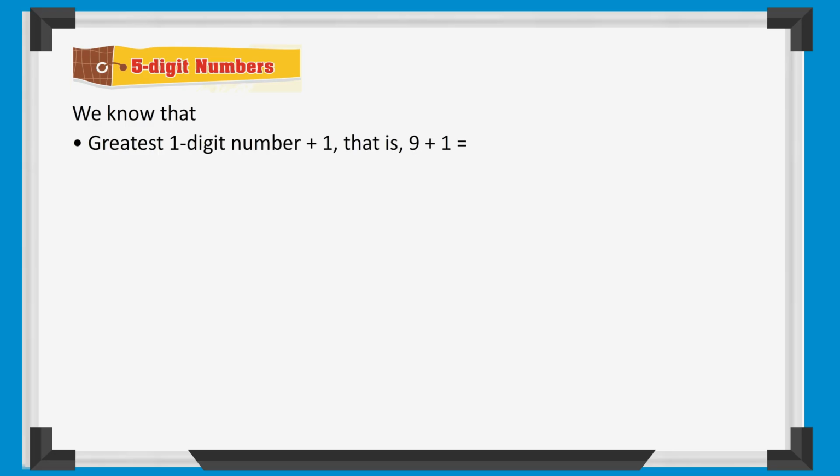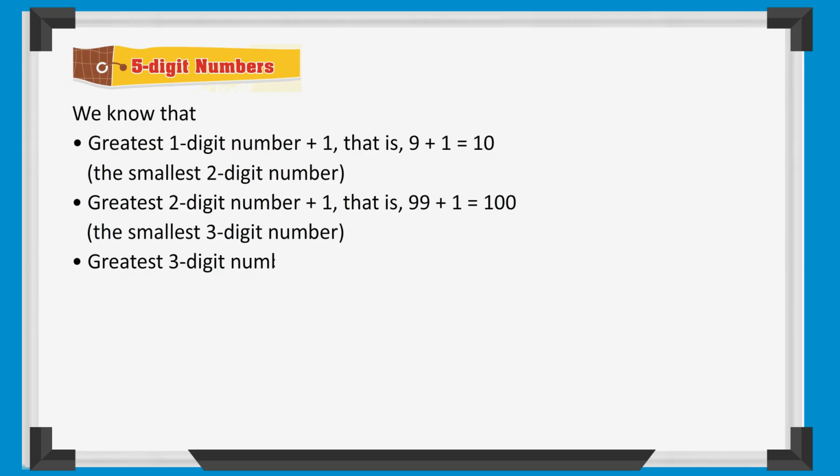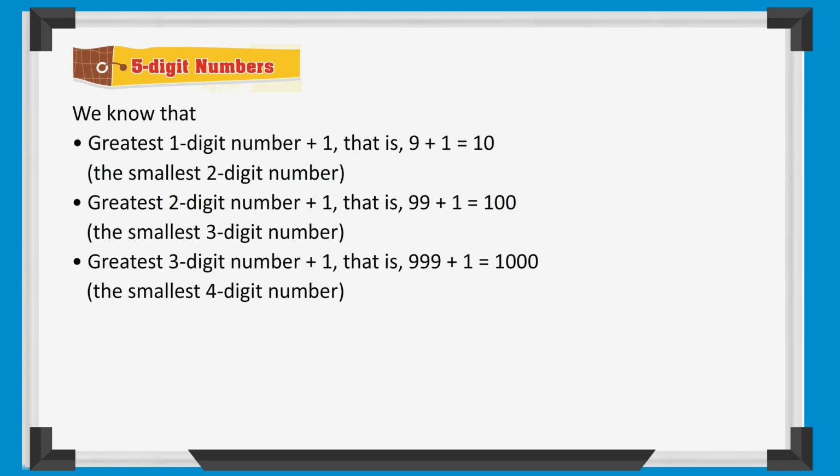5-digit numbers. We know that the greatest 1-digit number plus 1, that is 9 plus 1 equals 10, the smallest 2-digit number. Greatest 2-digit number plus 1, that is 99 plus 1 equals 100, the smallest 3-digit number. Greatest 3-digit number plus 1, that is 999 plus 1 equals 1000, the smallest 4-digit number.